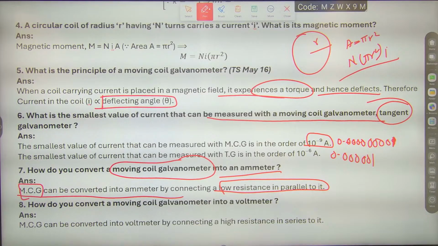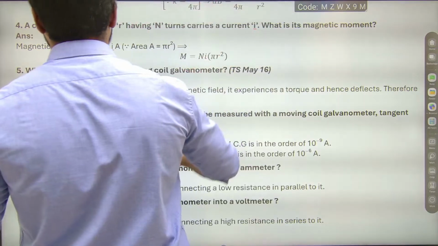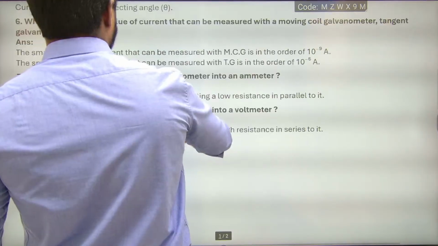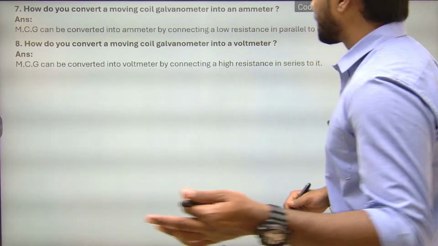Okay, we can now go forward with the next question, the last question. How do you convert a moving coil galvanometer into a voltmeter?